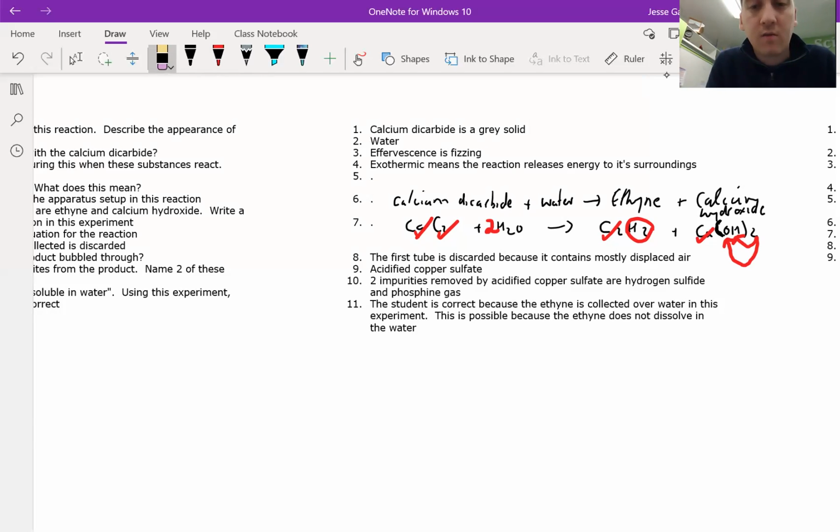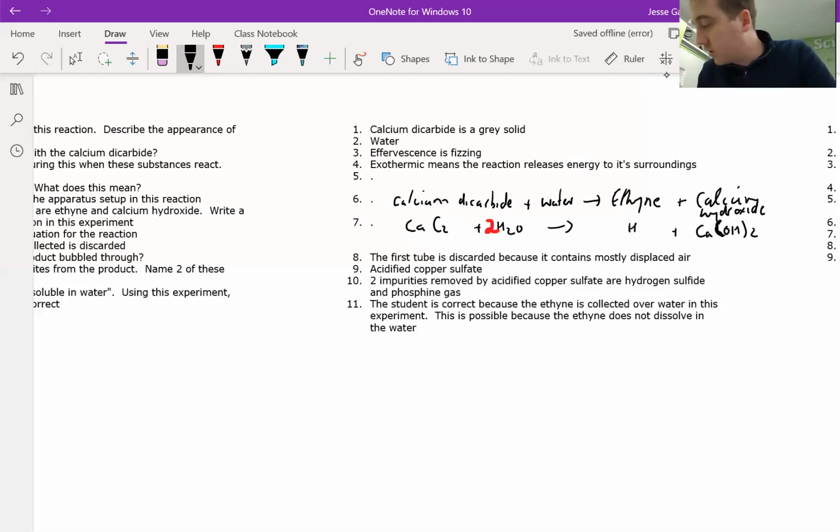Okay, so I'm just going to get rid of these ticks now. I've mistakenly written out some of this, so this should be C2H2, and this is correct now. Okay, so that is your balanced equation. You just needed a 2 in front of the H2O.